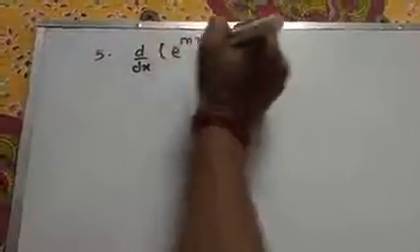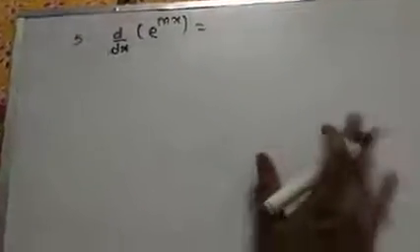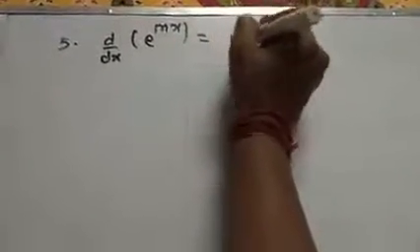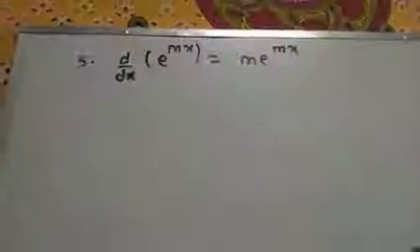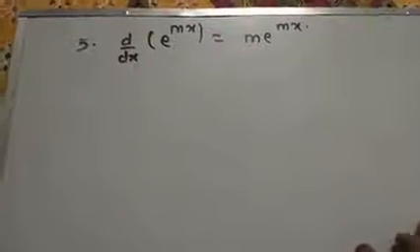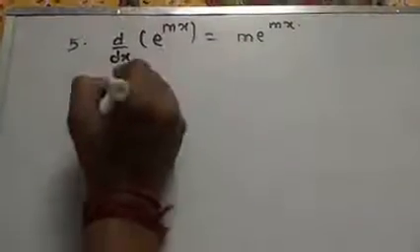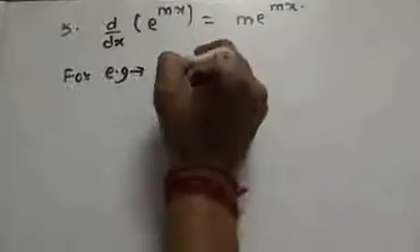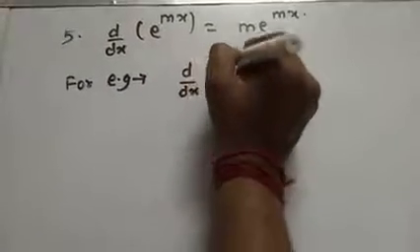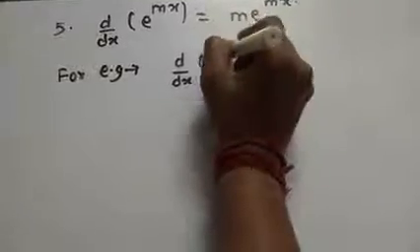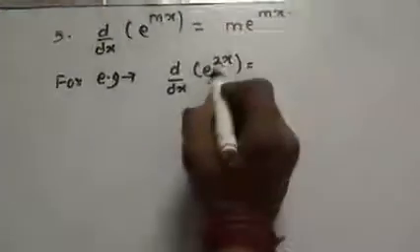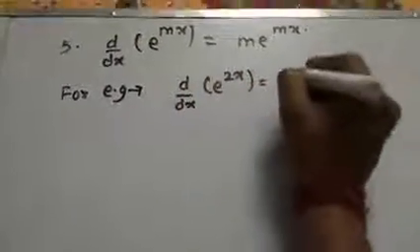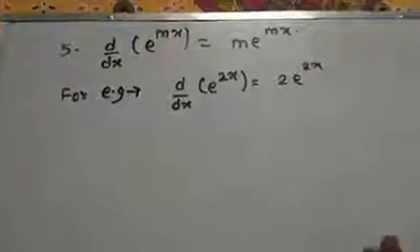And the last formula is formula number 5, which is mostly used, d dx of e to the power mx. m can be anything, any number, any sign, whatever. The formula is m e to the power mx. For example, if I say d dx of e to the power 2x, compare e to the power 2x with e to the power mx. So what is the m here? 2. Just using the formula, 2 e to the power 2x.